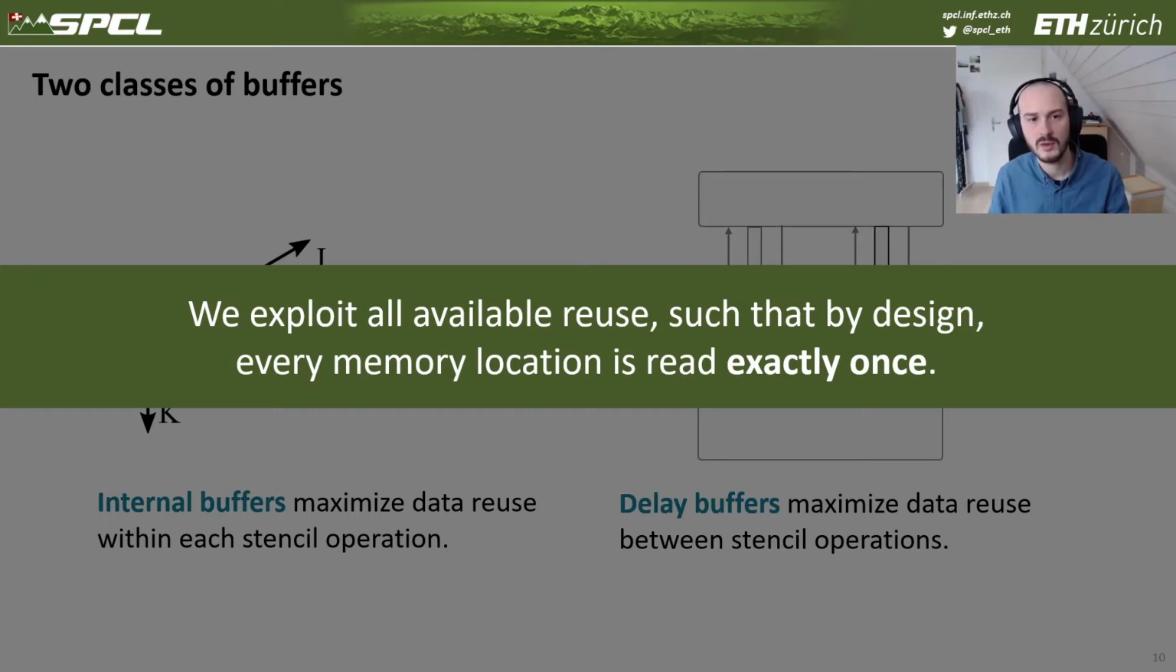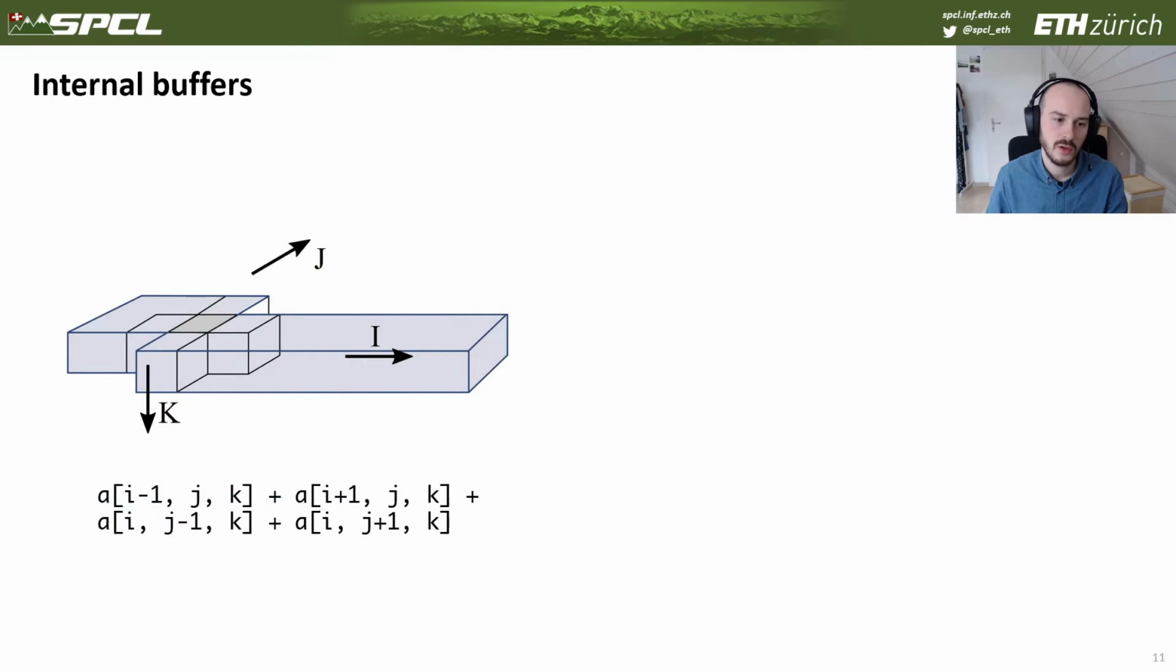So once the memory is into the system, we keep it there, we propagate it throughout the system until it's never needed again. So starting with internal buffers. Internal buffers are what are responsible for holding the data in the stencil operator from the first time it's read until the last time it's needed, after which we can throw it out.